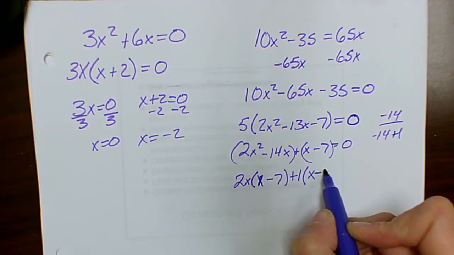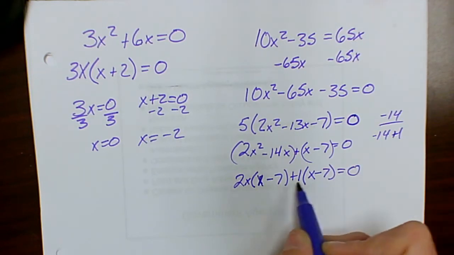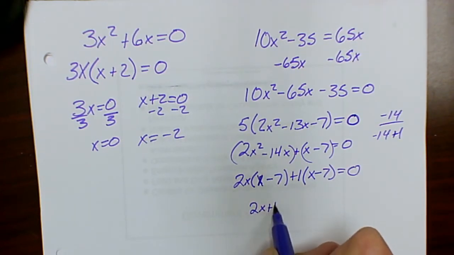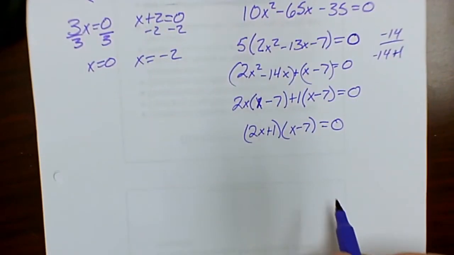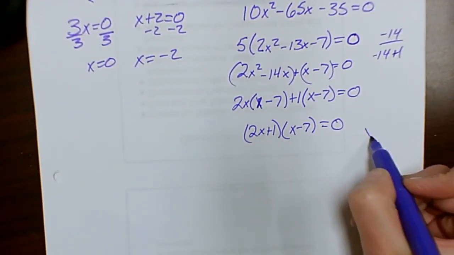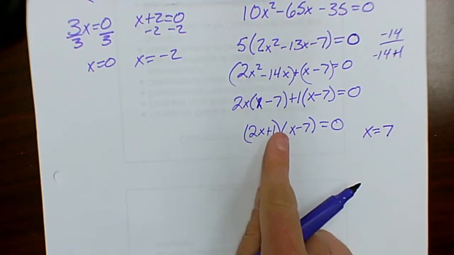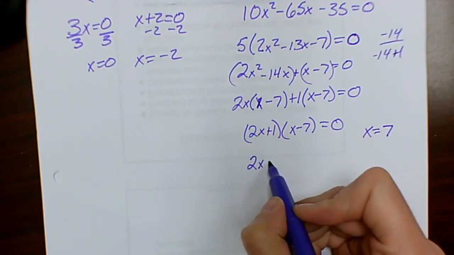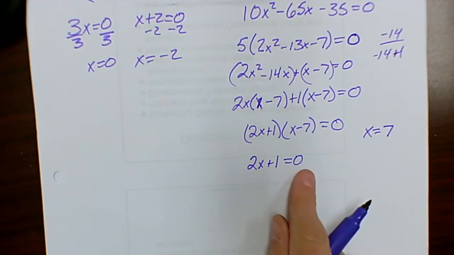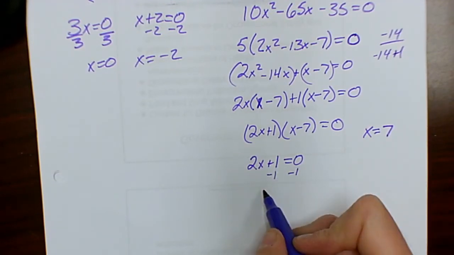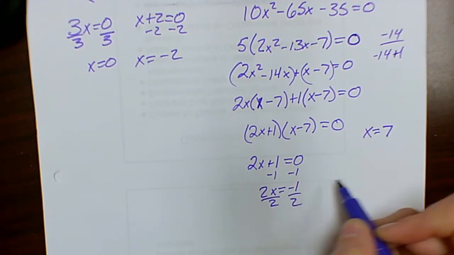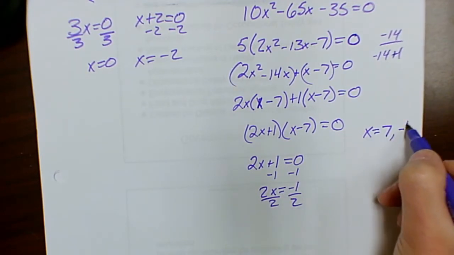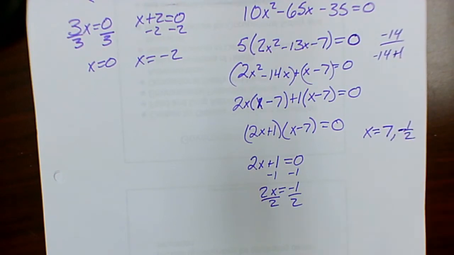Factor out a 1 since we do not have anything to factor, so we'll have 2x plus 1, x minus 7 equals 0. So right off I can see my x equals positive 7. This one I'm going to write off to the side and solve, because sometimes my signs get off. So x equals negative 1/2 as well. So x equals 7 or negative half.